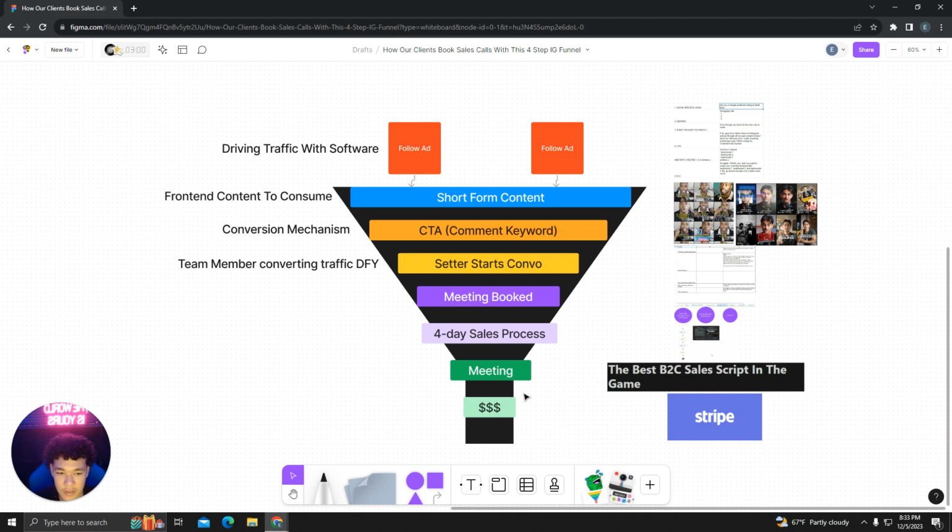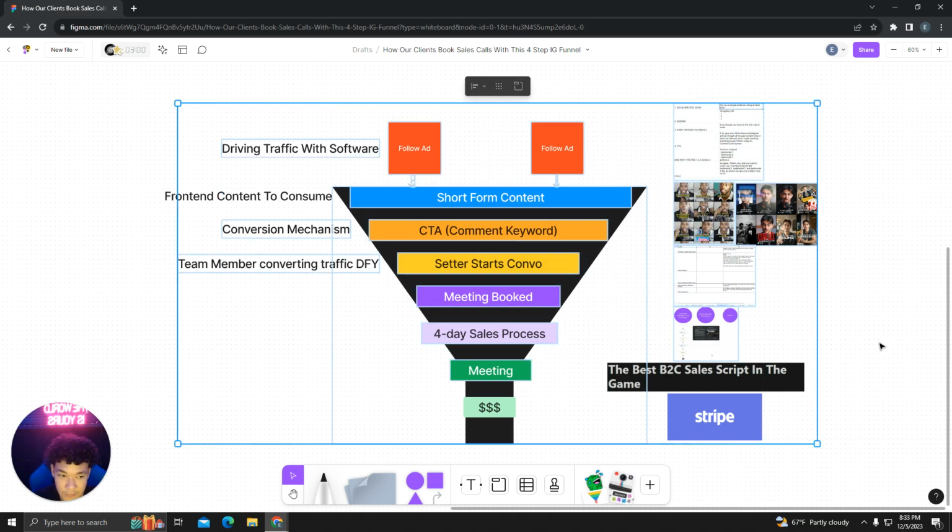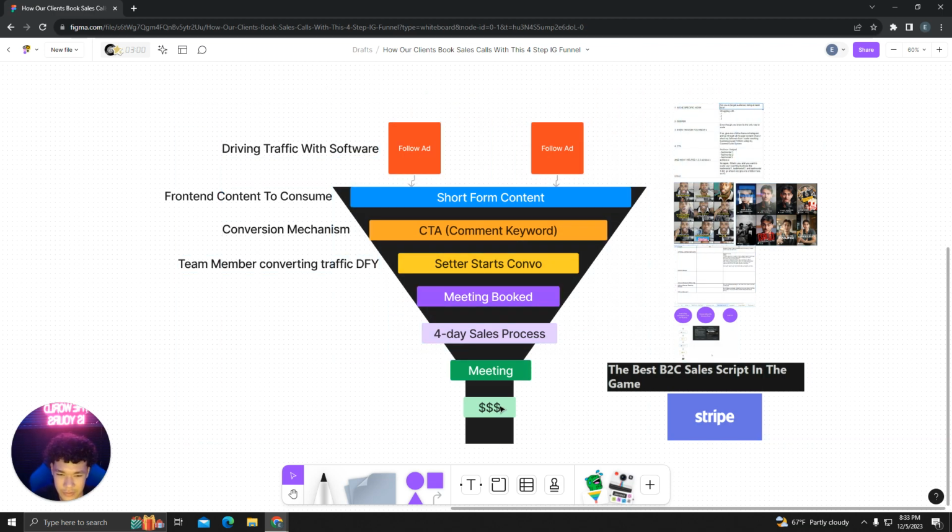Then obviously, if you follow that correctly and everything in the funnel is in place, then you should really have no problem closing calls, right? And then seeing a bunch of Stripe notifications on your phone and stuff, right?